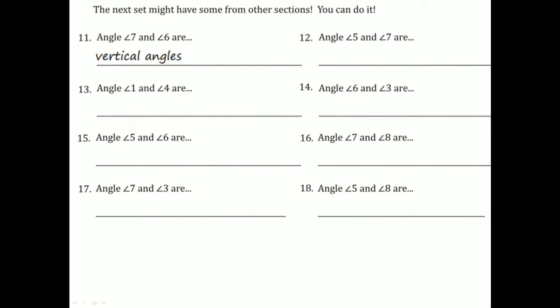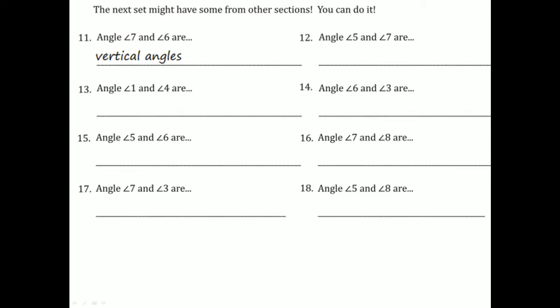Alright. Let's see that. Hold on. Give me a moment to grab the image so you can see it. Okay. All right. So we are looking for 7 and 6. Okay. All right. Let's see if 7 and 6 are vertical angles or not.